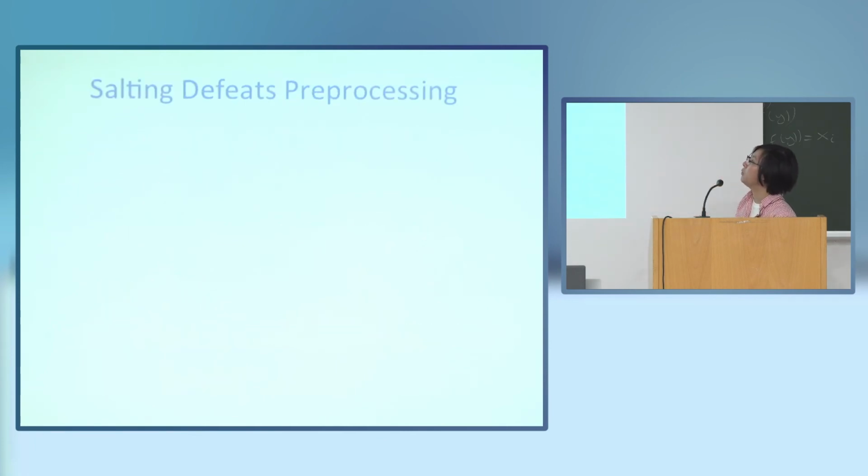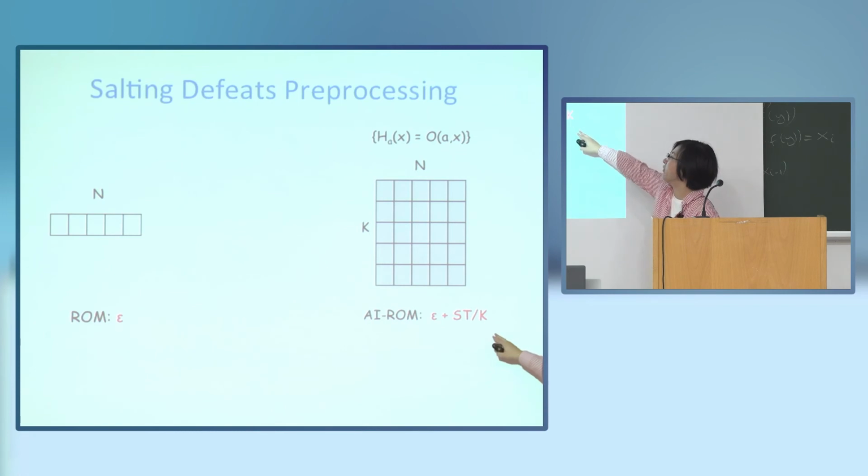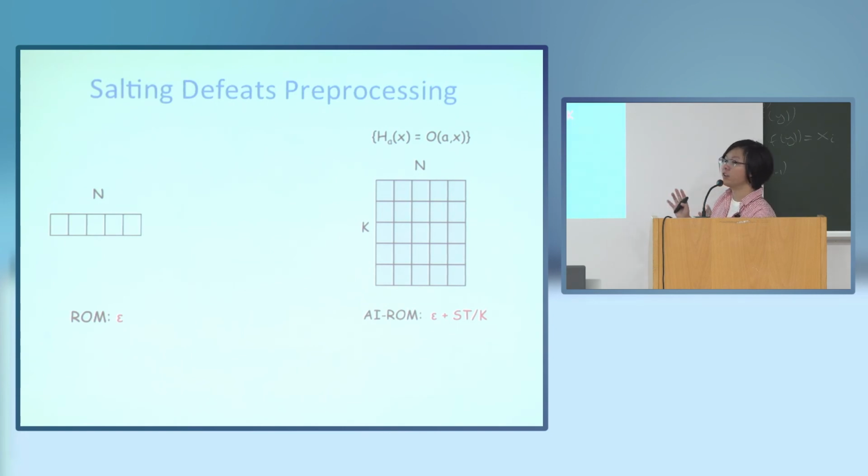And why does this defeat preprocessing? What we claim is that if you have something which is secure in the random oracle model with epsilon advantage, now if you're using salting, use a huge matrix and pick a random row out of it, the security will be, you sacrifice a little bit of the security, like ST over K, for applications like one-way function.